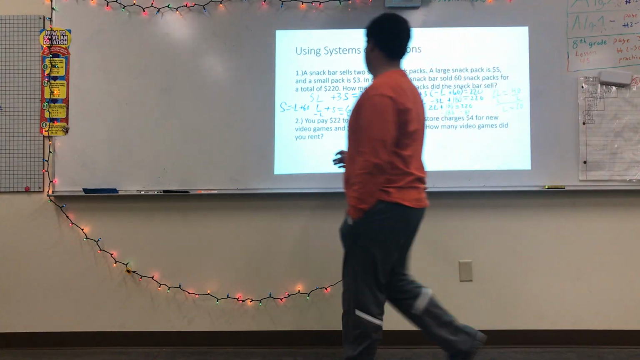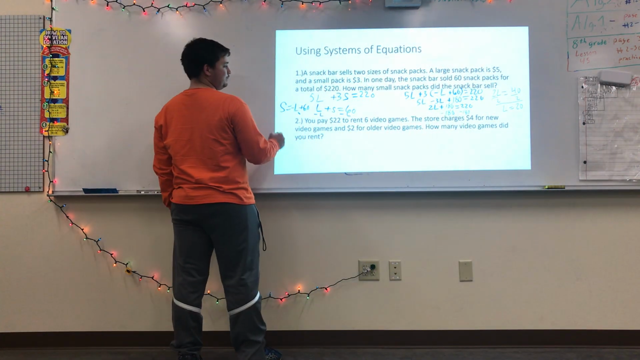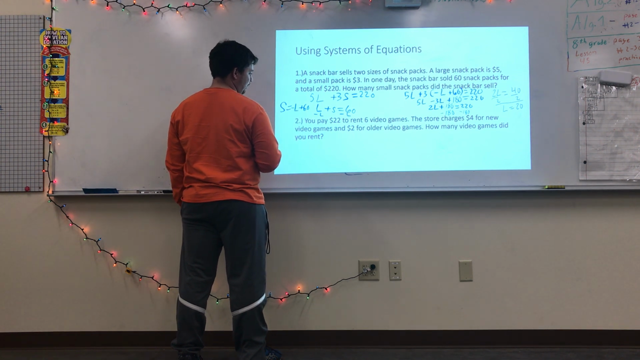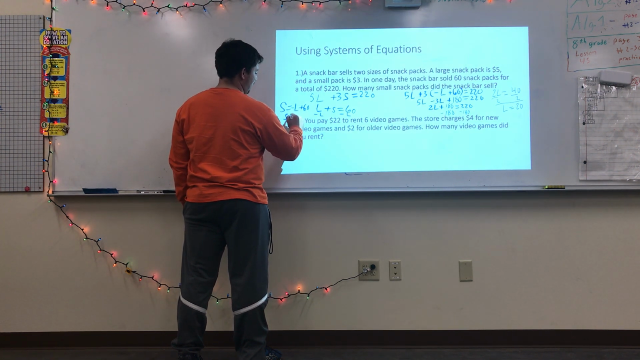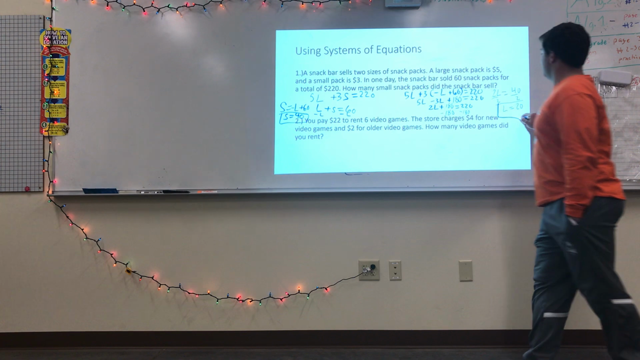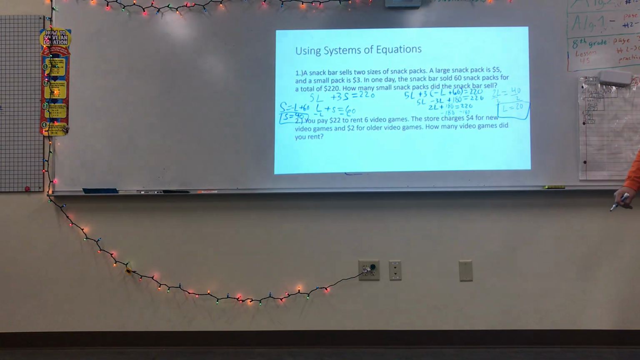I would go back into this equation. I'd sub it in there. L is 20. So you're going to have negative 20 plus 60. That means smalls were 40. There's your large and there's your small.